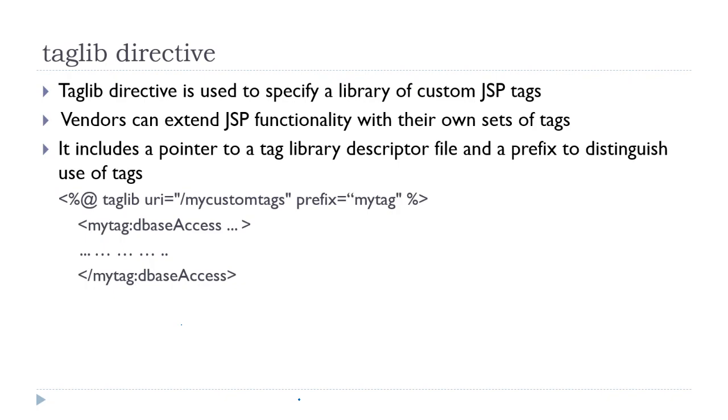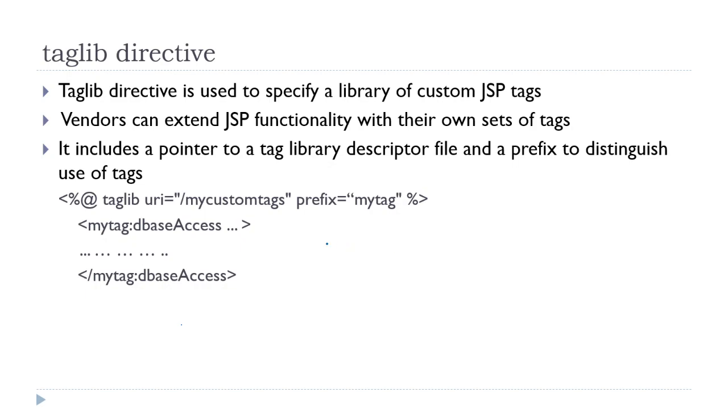The third directive that we'll see is the taglib directive. Taglib is used to specify a library of custom JSP tags. So if we want to extend the functionality of our application by defining our own tags, or let's say we require some operations which are very frequently executed in the web application, then we can specify our own set of tags, and we can include them in our file using the taglib directive.